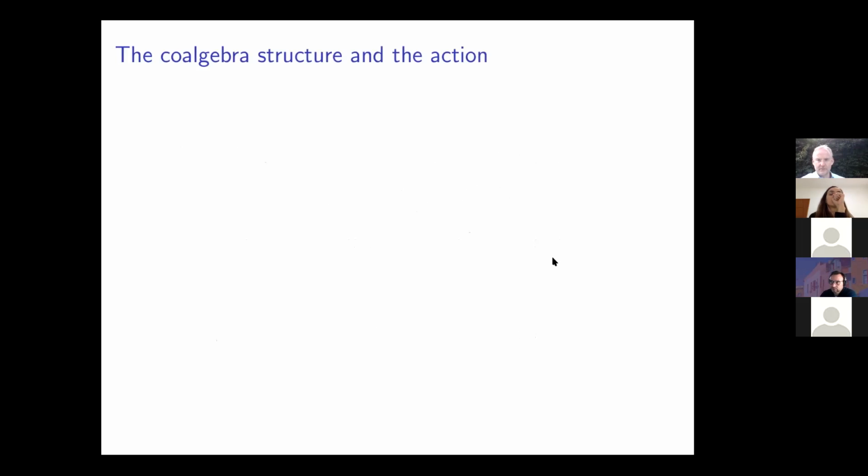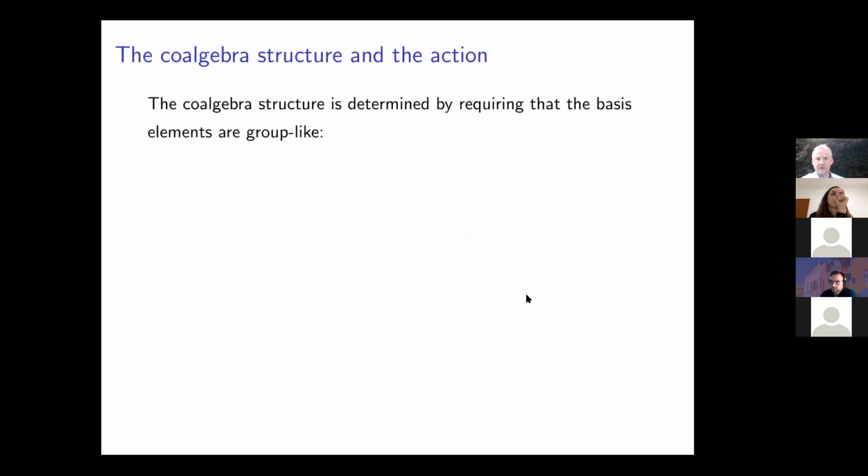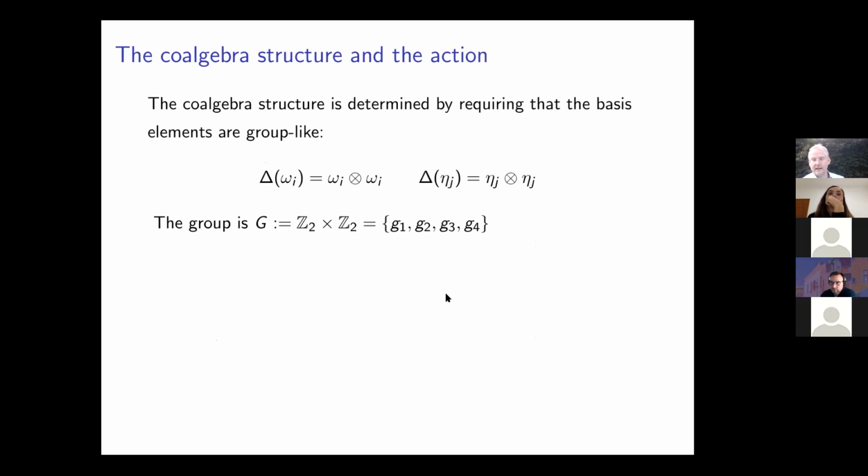So this is the algebra structure. The coalgebra structure is determined by requiring that these basis elements, which I've just introduced, the omegas and the etas, are group-like. This means that these two equations here are satisfied. But this is supposed to be a Drinfeld Hopf algebra, which is not an ordinary Hopf algebra, as I explained on many occasions, so that most of you are familiar with this, I guess.